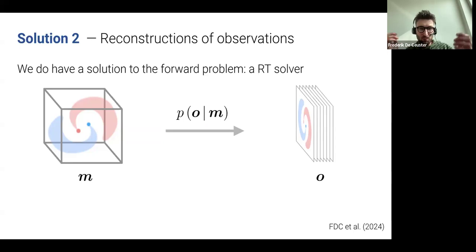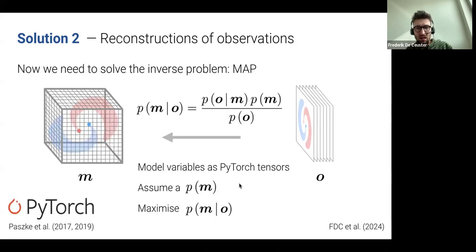And for that, we have what we call radiative transfer solvers. That's what I basically did in my PhD. I developed such a solver. So that's something that we're fairly confident we can do. And then, to solve this inverse problem, we basically used a maximum a posteriori estimate for this model. And we tried to invert this forward solver in an inverse way.